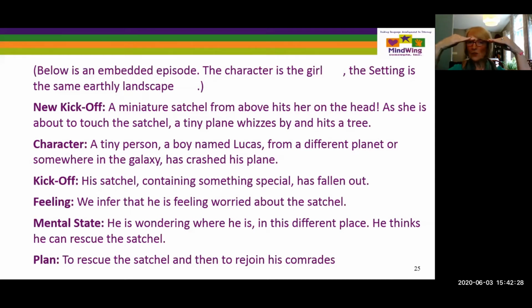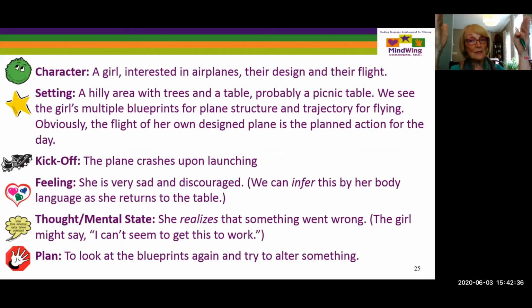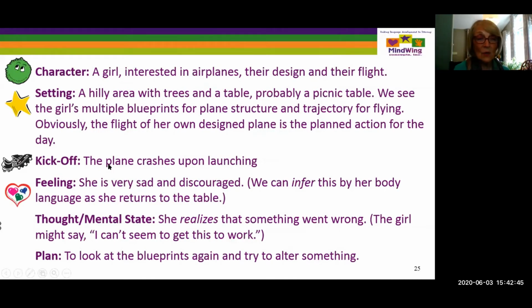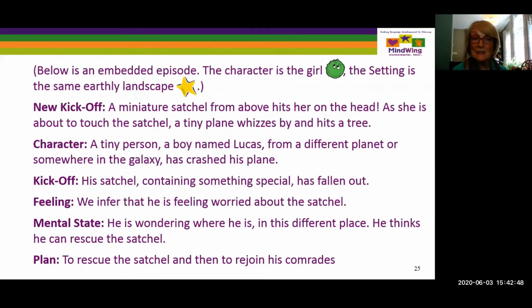So she stops, and below, this is what we call an embedded episode. It wouldn't have happened if the first kickoff hadn't happened. That's where the embedded episode comes in. So the embedded episode is that the miniature, I call it a satchel, hits her on the head, and at the same time, a plane whizzes by, and they're tiny. A tiny person, a boy named Lucas that I got from the credits, from a different planet somewhere in the galaxy. This is what we might think about.